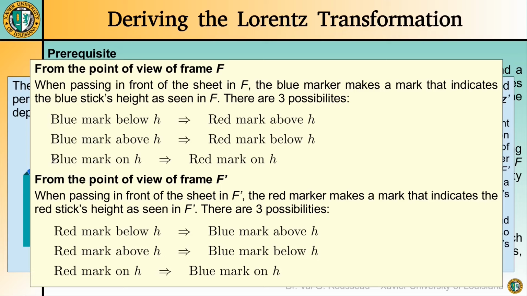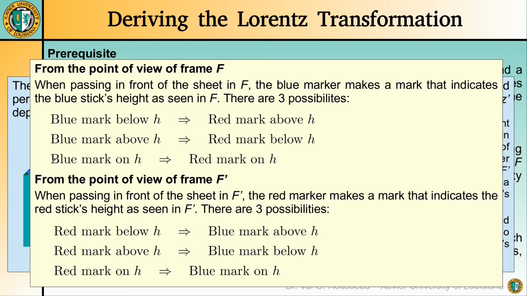On the contrary, if the blue mark is above h, then the red mark must be below h. And if the blue mark is on h, then the red mark must also be on h. We can as well analyze the situation from the point of view of F'. If the red mark is below h, then it implies that the blue mark must be above h. If the red mark is above h, then the blue mark must be below h. And if the red mark is on h, then the blue mark must be on h.